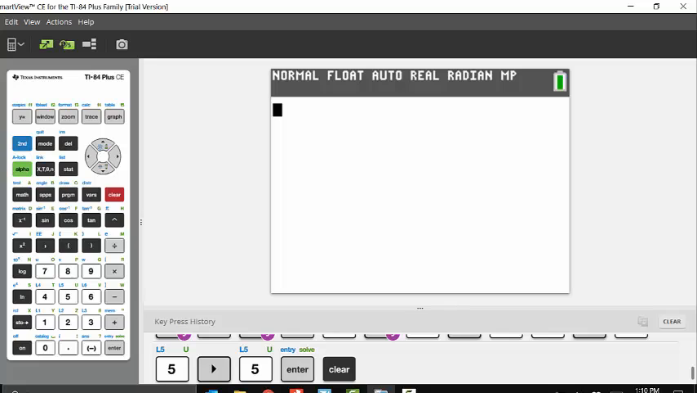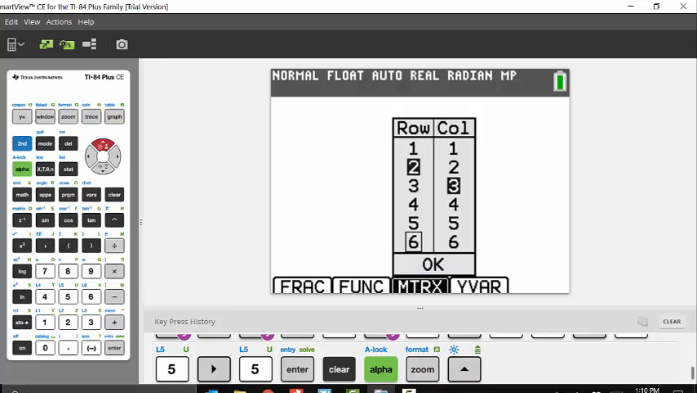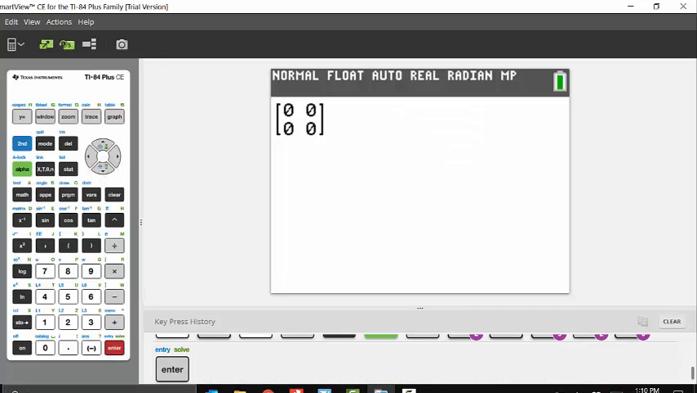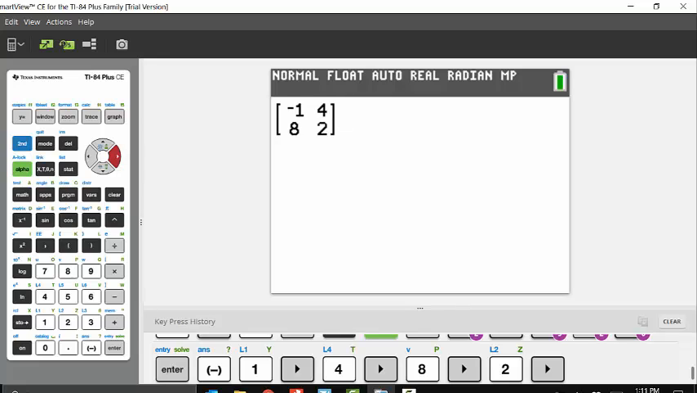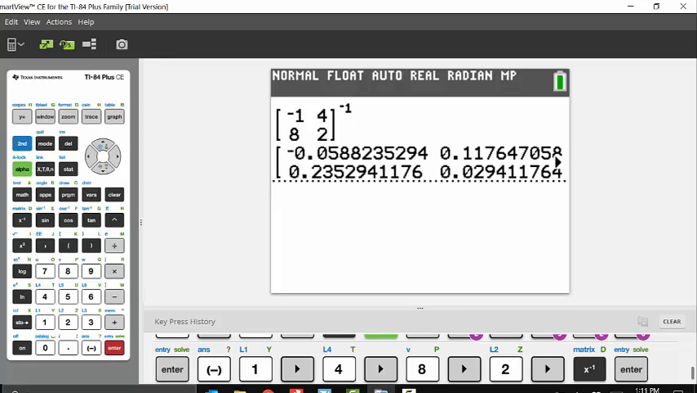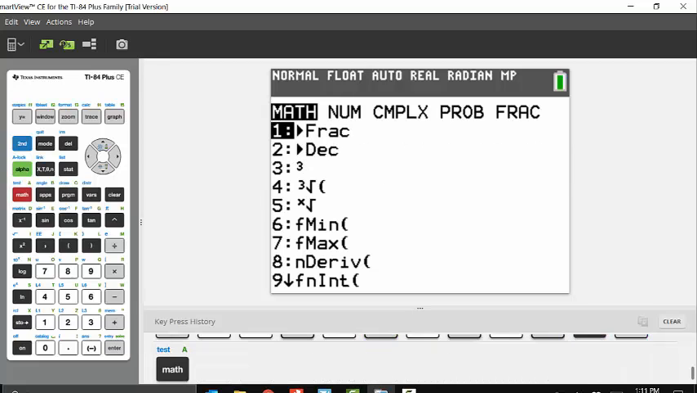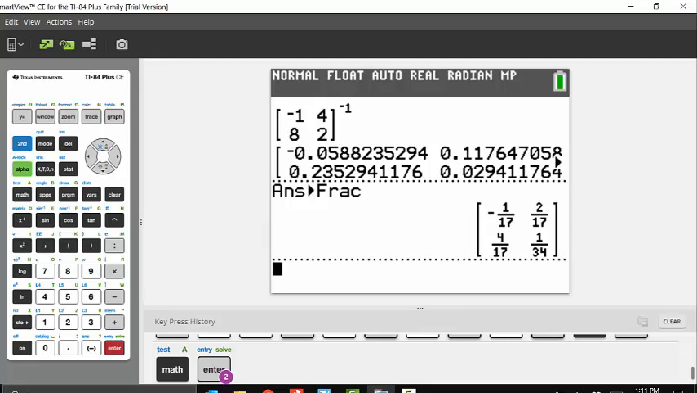Now, if I wanted to do it on the calculator, I would go alpha, zoom again, and I'm going to make this a 2 by 2. All right, and the values were what? -1, 4, 8, 2. So now if I want to calculate the inverse on the outside, I'm just going to raise it to the -1 power and press enter. So notice it gives me some pretty nasty decimals. So what I'm going to do now is hit math, enter, enter. And notice it converts it for us.